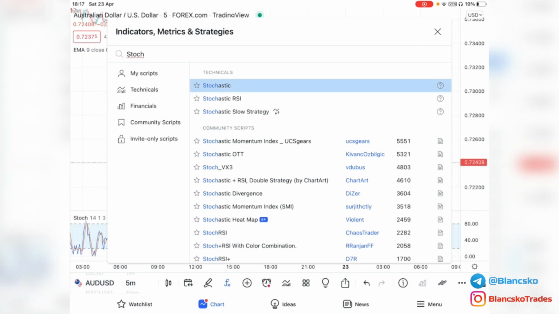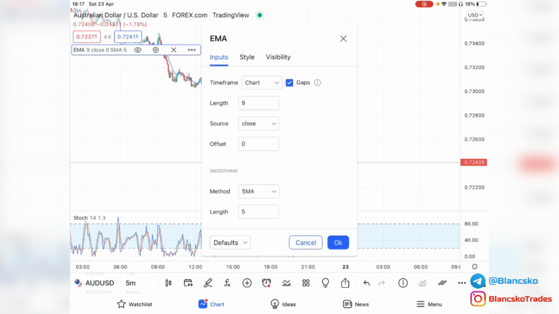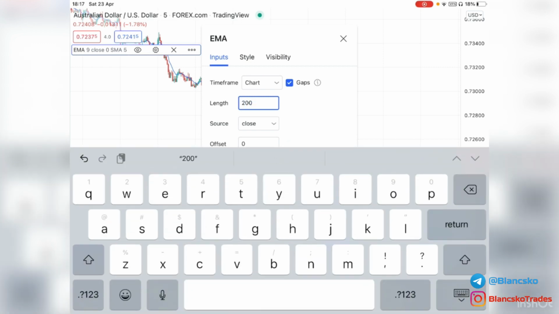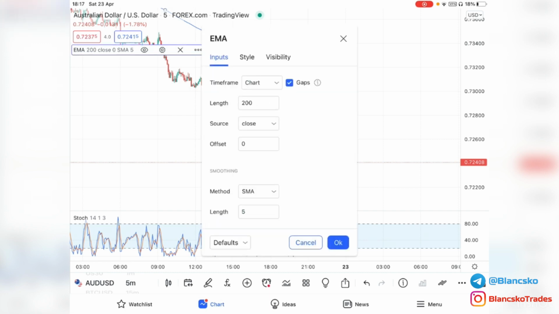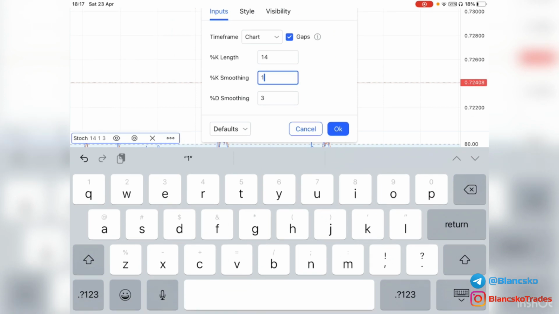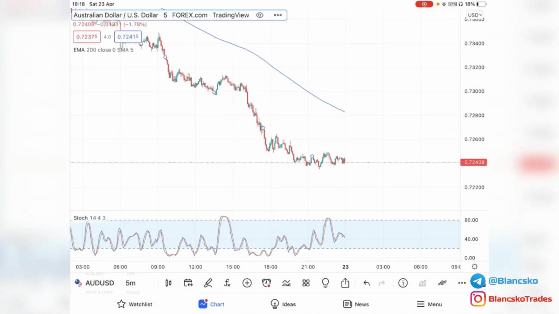For the stochastic, previously, in my last video, or two videos ago, I showed you some helpful indicators. And these two indicators were among them. And I also told you that I will show you some simple strategies you guys can use with these indicators. And this is one of the videos for it, okay? So on the EMA, you want to change the length to 200 and leave it like this. And on the stochastic, you want to click settings, change the smoothing to 4 and click OK. Okay, after this, we are all set.